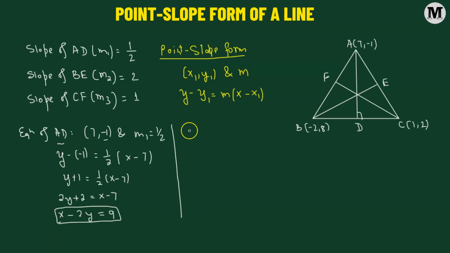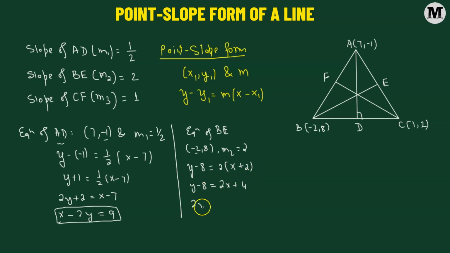Now we will find the equation of the other altitude BE. Here we need the point B, that's -2, 8, and the slope m2, which came out as 2. So we have y minus y1, that's 8, equals 2 times x minus x1. Here x1 is -2, so we get +2 here. That will be y minus 8 equals 2x plus 4. Rearranging the terms, we get 2x plus y equals -12. So that's going to be the equation of the altitude BE.